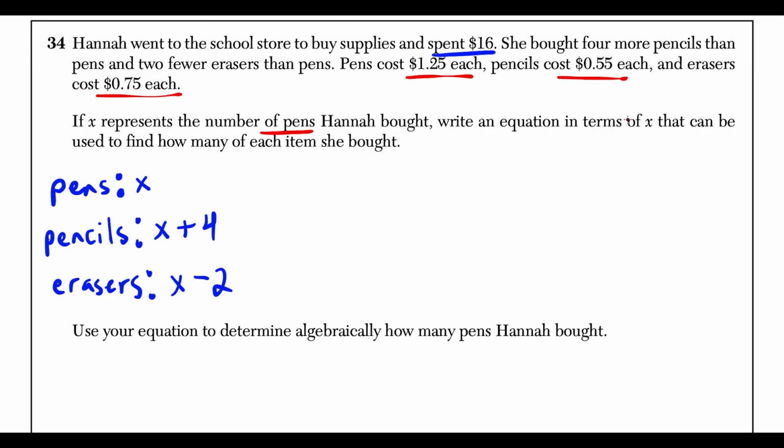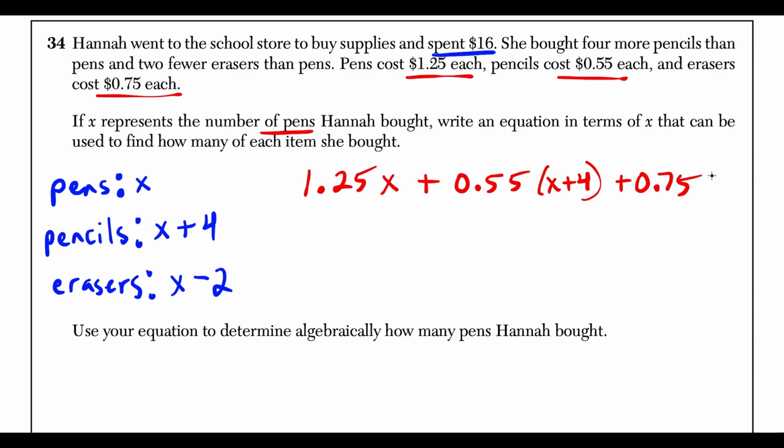We need to write an equation in terms of X that could be used to find out how many of each item she bought. So the key with these is you put the rate or the cost of each item in front of the variable. So if pens cost $1.25 each, we could say 1.25 times the number of pens is X. And then we're going to have plus pencils are 55 cents. So we could put 0.55 times the number of pencils is X plus 4. And then what we have next is erasers are 75 cents. So this is plus 0.75 times X minus 2.